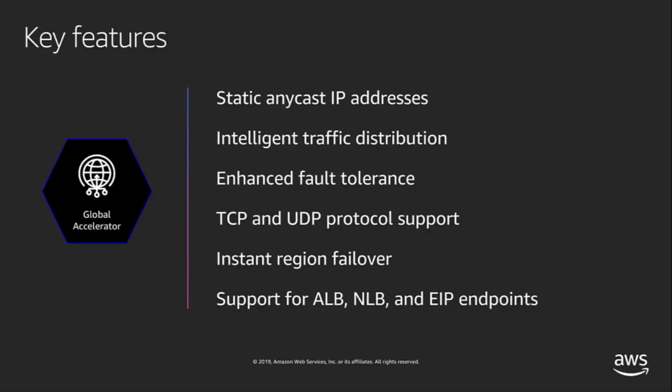Global Accelerator supports 2 protocols, which are TCP and UDP. You can run any kind of application above that. We do instant region failover. So if you set up 2 regions accepting traffic, and all the endpoints in one region become unhealthy, within a minute we shift traffic to the next available healthy region. And finally, we support application load balancers, network load balancers, and elastic IP endpoints in the backend.